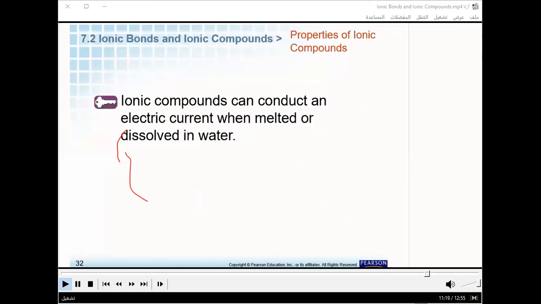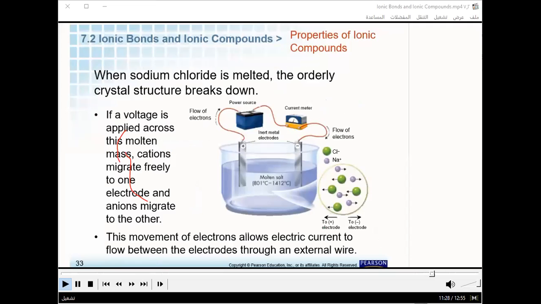A third general property of ionic compounds is that they can conduct an electric current when they're melted or dissolved in water. Let's consider our example we've used a lot in this video, sodium chloride, just common table salt. The white powder form of the salt that we sprinkle on our food doesn't conduct electricity. But if you heat it to a high temperature and create liquid salt, you could pass an electric current through it. Likewise, if you dissolve the salt crystals in water, that will conduct electricity.